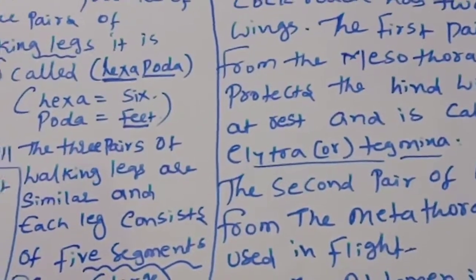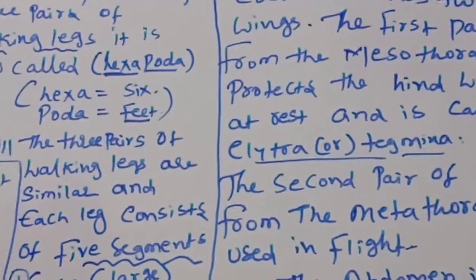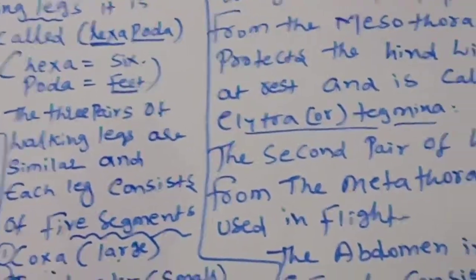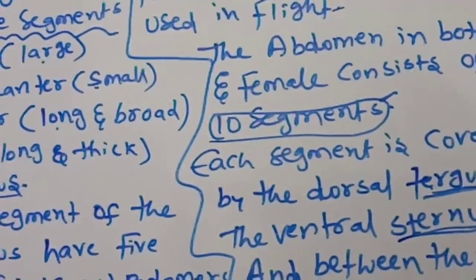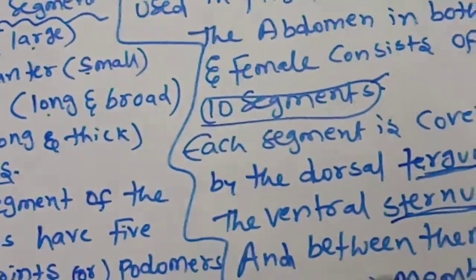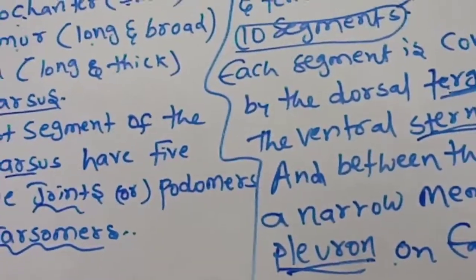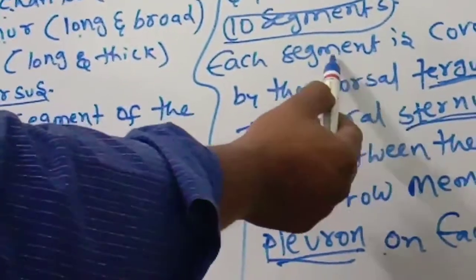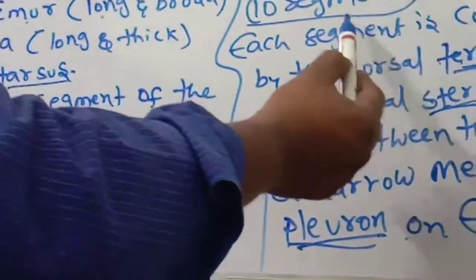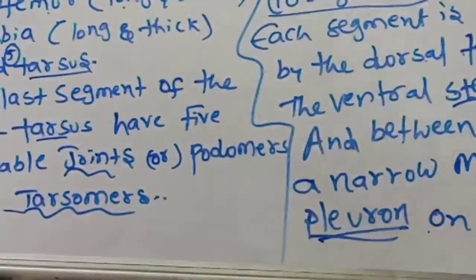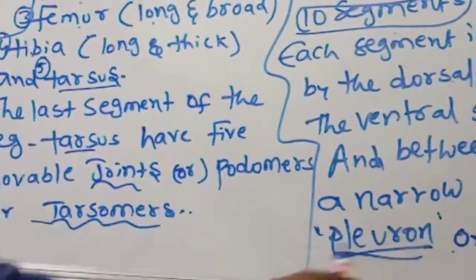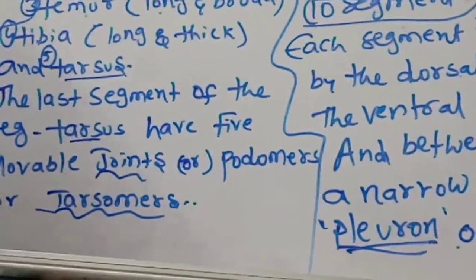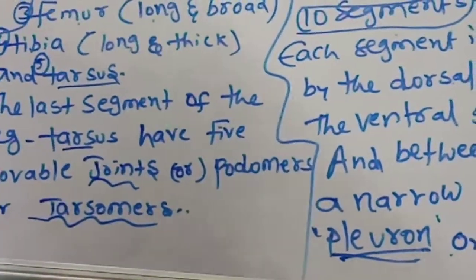The abdomen in both male and female consists of how many segments? 10 segments. Each segment is covered by the dorsal tergum, tergites, and the ventral sternum, sternites, and between them a narrow membranous pleuron on each side. Tergum, sternum. Very, very important.